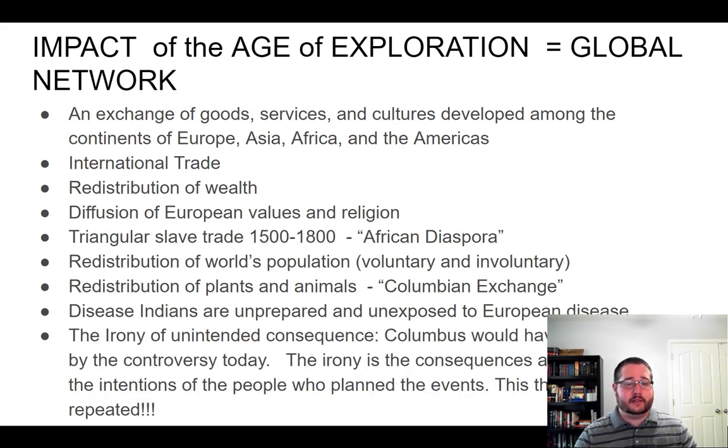And the irony and unintended consequence of all this is that Columbus would be surprised by the controversy we talk about him today. Okay, the irony is that the consequences are wholly unlike the intentions of the people who planned the events. This theme is going to be repeated over and over again.